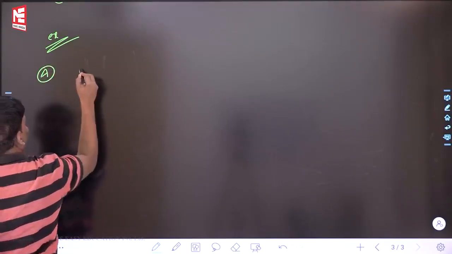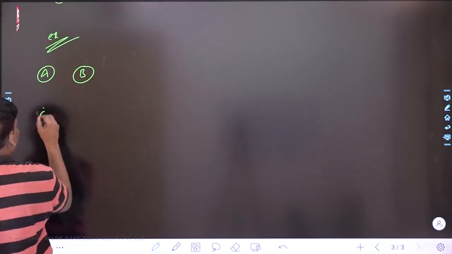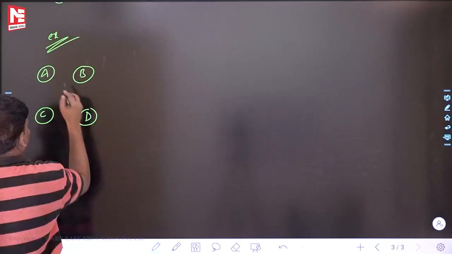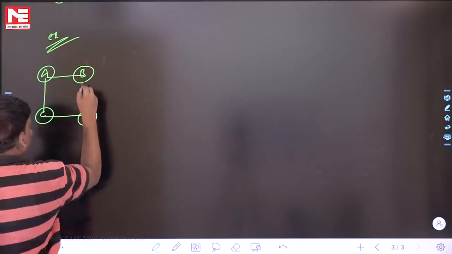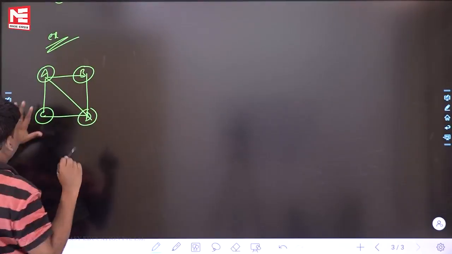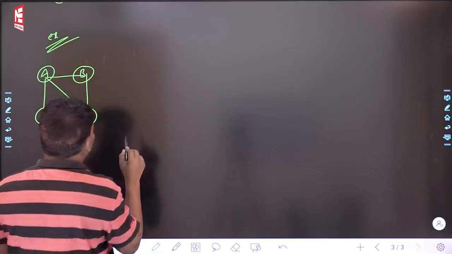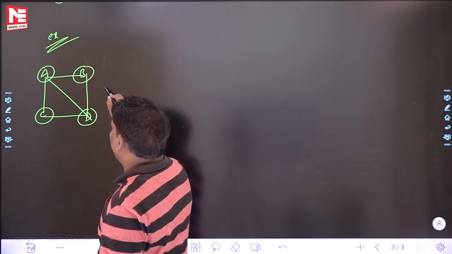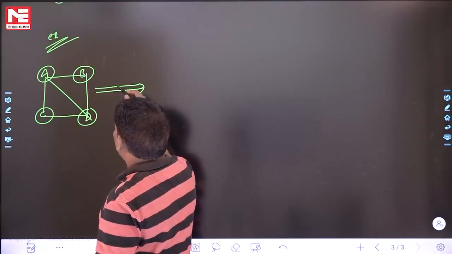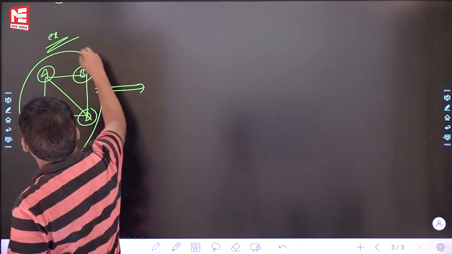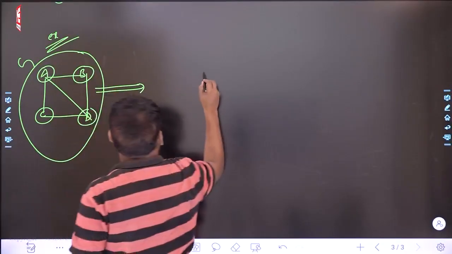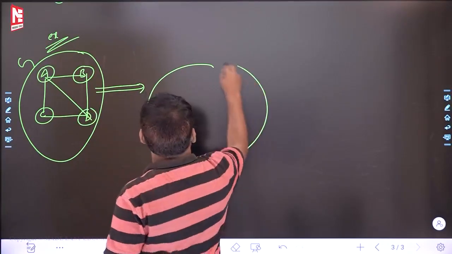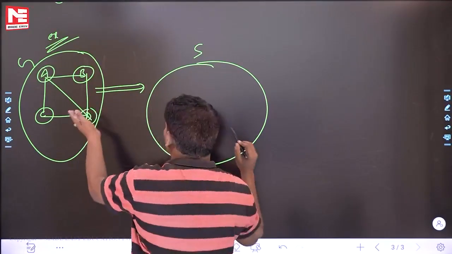A, B, C, D. See this one, it is the graph. To this graph, I am drawing possible spanning trees. Please be careful. This given graph is G. Given graph G, I am taking one subgraph S.